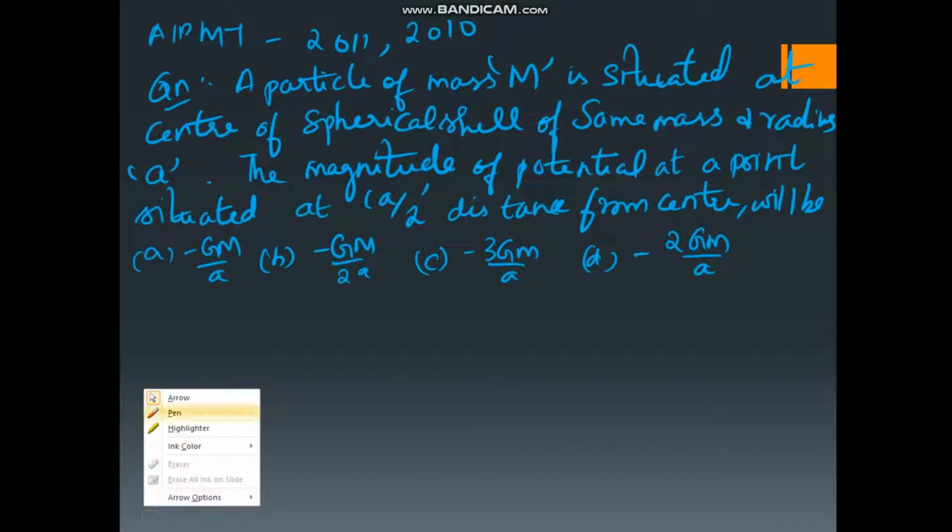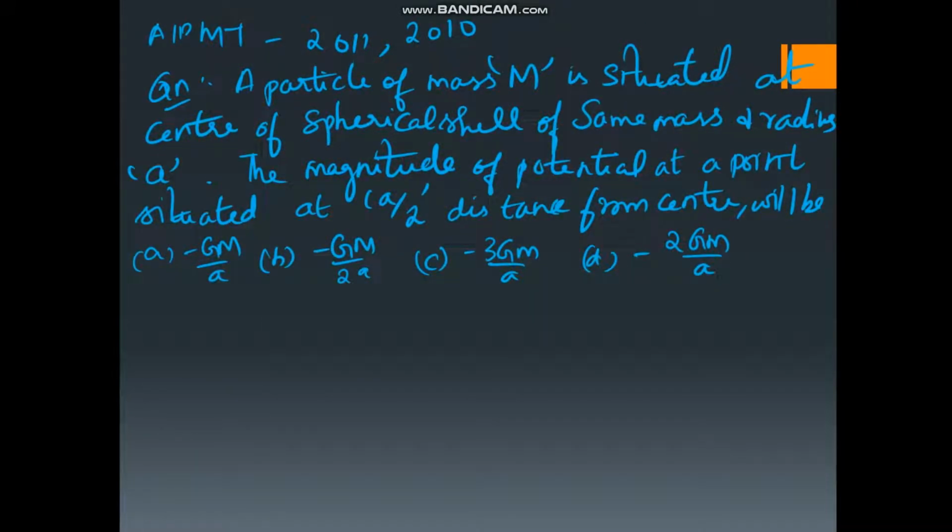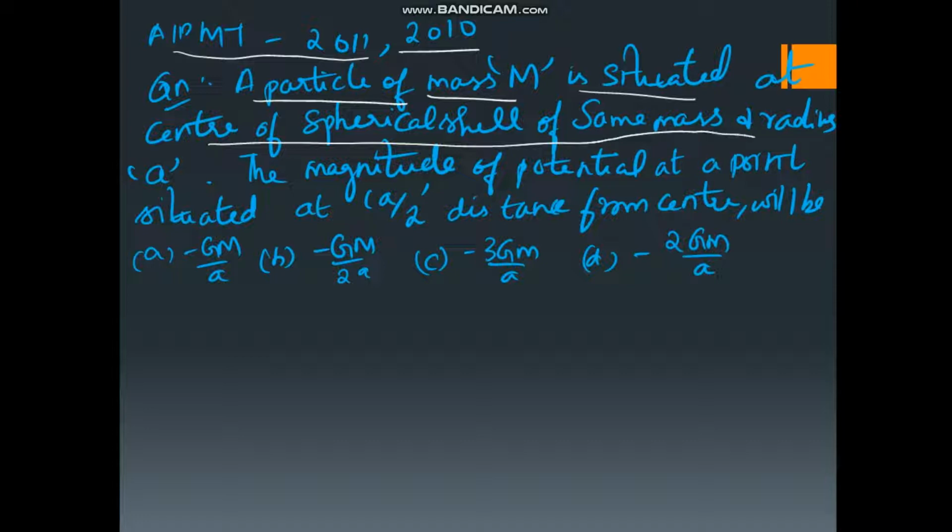Now this is the next question, the most common type of numerical, and it's a previous year question, AIPMT 2011 and AIPMT 2010. A particle of mass m is situated at the center of a spherical shell of the same mass and radius a. So see that there is a spherical shell of radius a, and another mass m we are keeping at the center. What is the potential at a distance a by 2 from the center? So let this point be P. What is the potential at point P? They are asking at a distance a by 2 from the center.